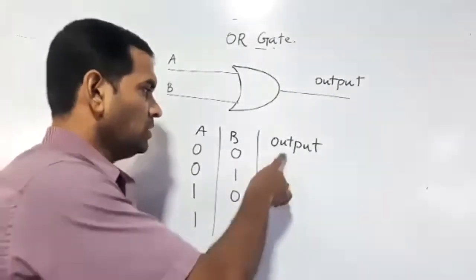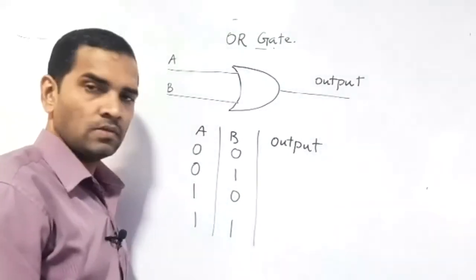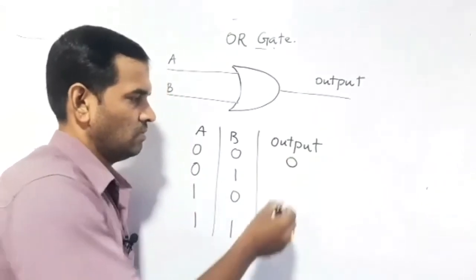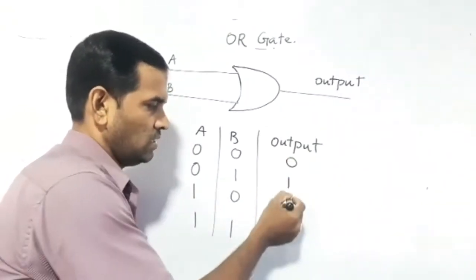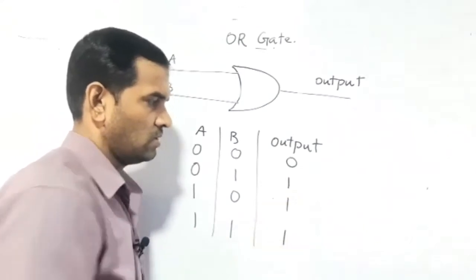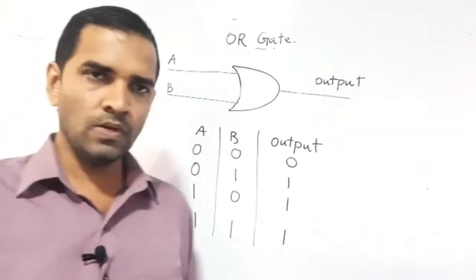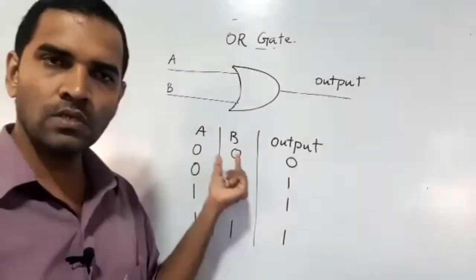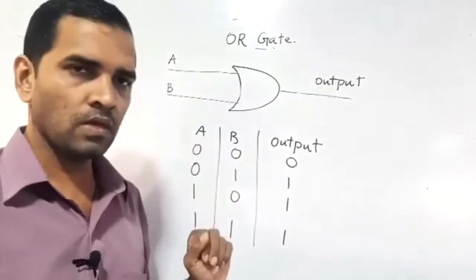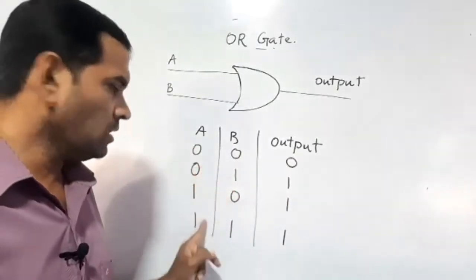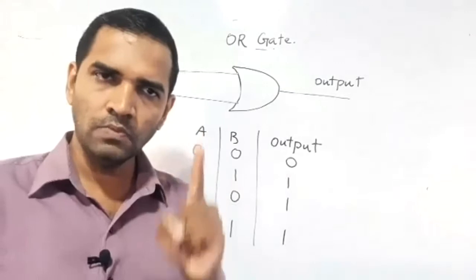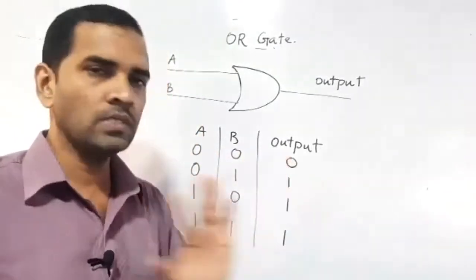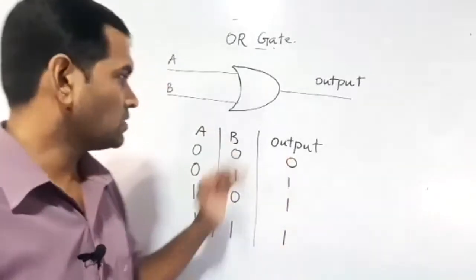Okay, so tell me the outputs here. What should I write first? 0. Second one? 1. Next? 1. And 1. So 0, then triple 1. Because in the first instance, both inputs are zeros, so the output is 0. In the next three, one of our inputs is 1, so the output is 1. 1 means electricity, 0 means no electricity. Okay, this is the truth table.